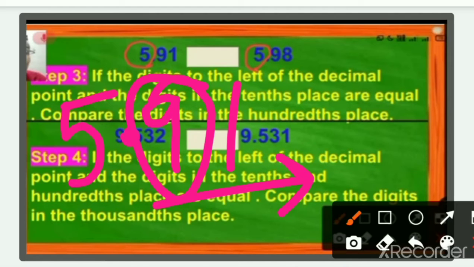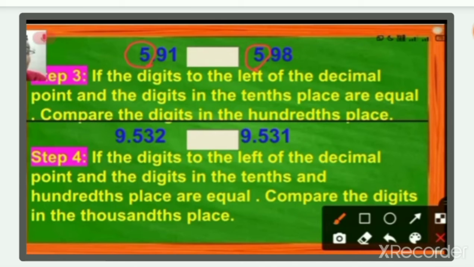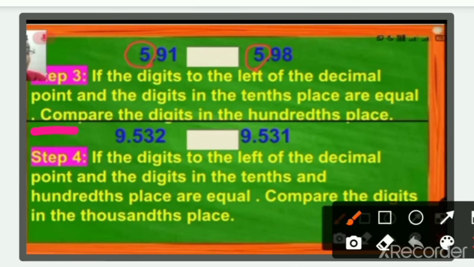If that is equal too, then we will move to the hundredths place. In the same way, compare the digits in the hundredths place. In the hundredths place we have 9 here and 8 here. So which will be greater? 5.98 will be greater.